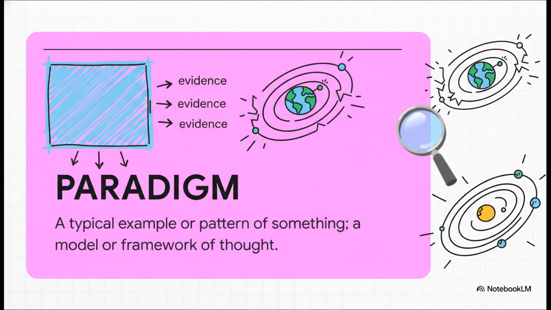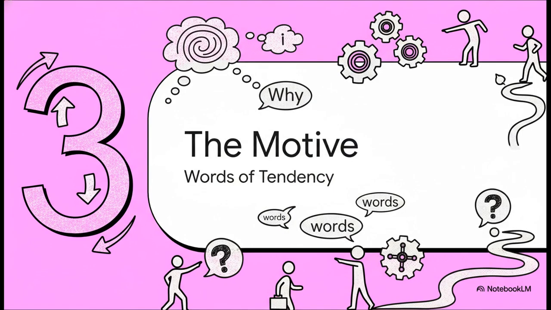Okay, a paradigm. Think of it like the mental box or the framework we're all using to understand our evidence. For centuries, the paradigm was that the sun revolved around the earth. When new evidence came along, it didn't just add a new fact, it completely shattered that box and forced a total paradigm shift.